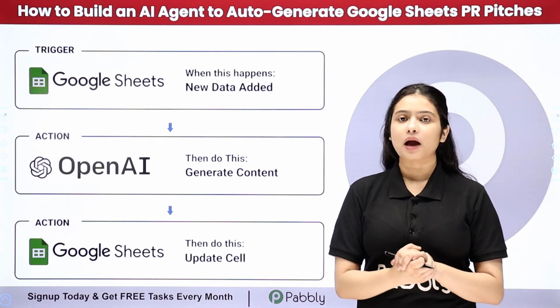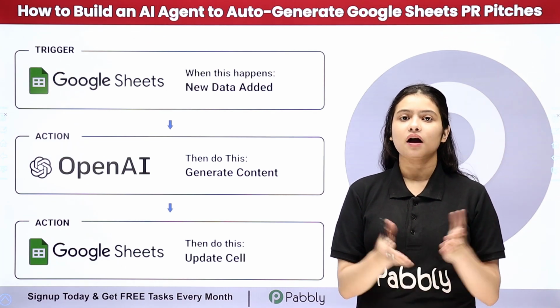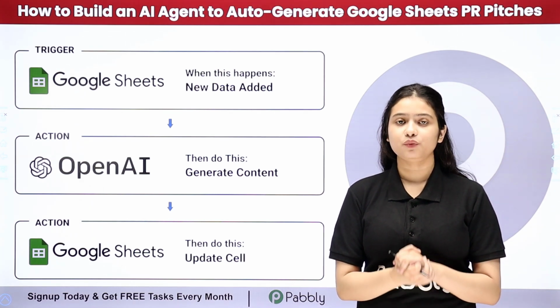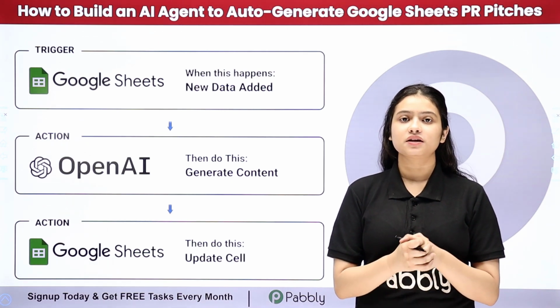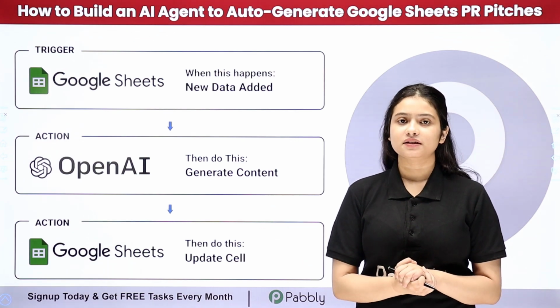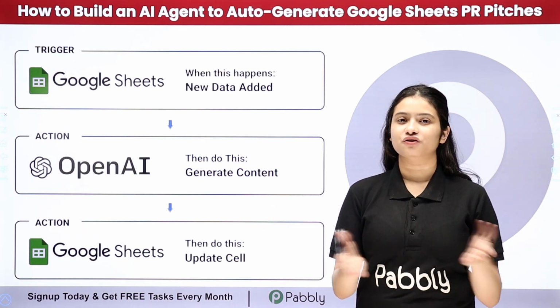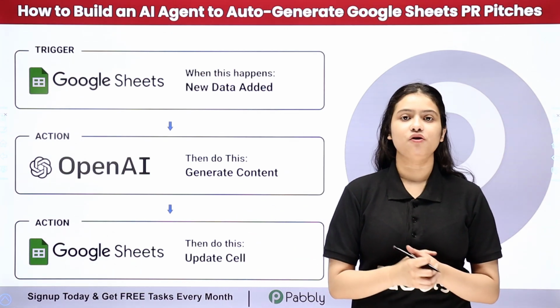Now, every time a new campaign detail is added in my Google Sheets, automatically for that campaign, a PR pitch is going to be generated with the help of my AI agent, that is OpenAI, and also the generated pitch is then going to be automatically updated in my Google Sheets. Now, to automate this entire process, I'm not going to use any kind of coding and programming skills. I will be integrating all these applications with the help of Pabbly Connect.